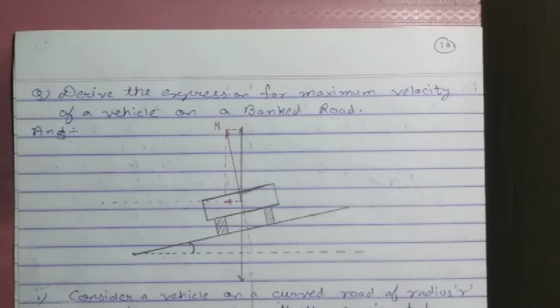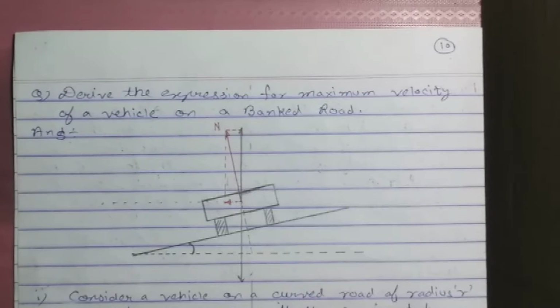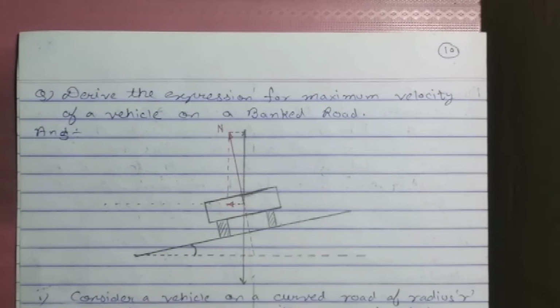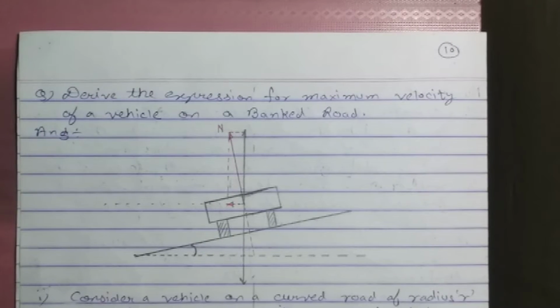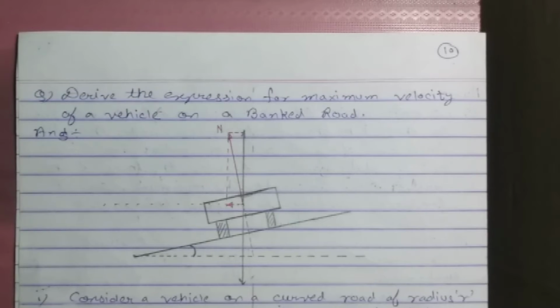Good morning, students. In the last lecture, we derived the maximum velocity of a vehicle moving along a circular horizontal track. Then we derived the minimum velocity of the vehicle when it moves along a vertical circle, the well of death.